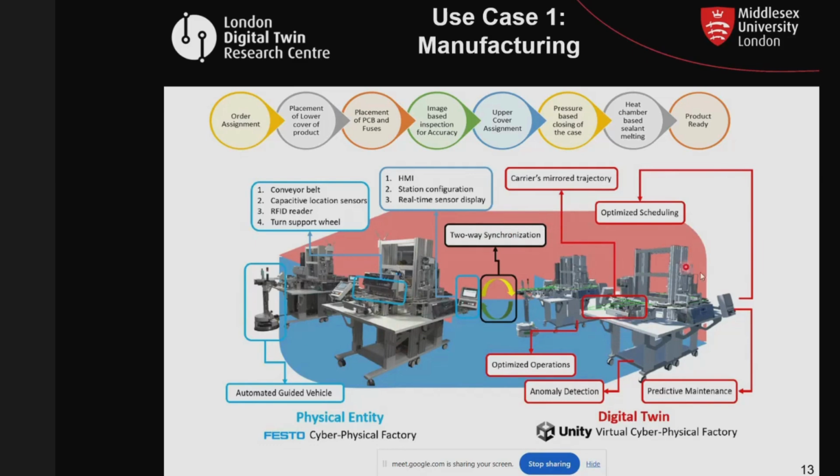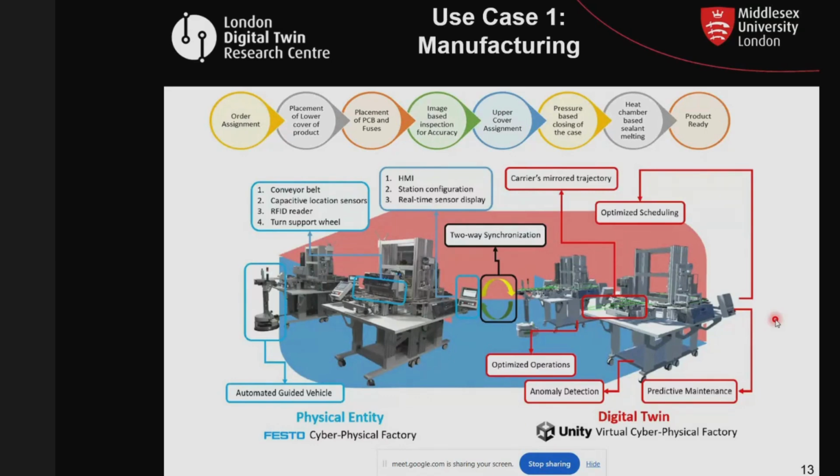The idea here within the virtual world is to make sure that it is able to perform, using the data it collects from the sensors from here and feeding it back to the virtual world, predictive maintenance, anomaly detection, optimized operations, scheduling, and the trajectory of the carrier. So on the conveyor belt, something is moving around. In the real world, it should move around in near real time. Okay, so that is where we are in terms of the implementation for manufacturing.